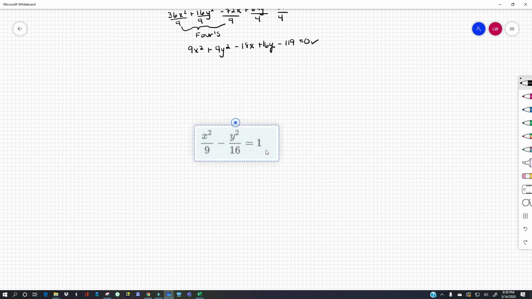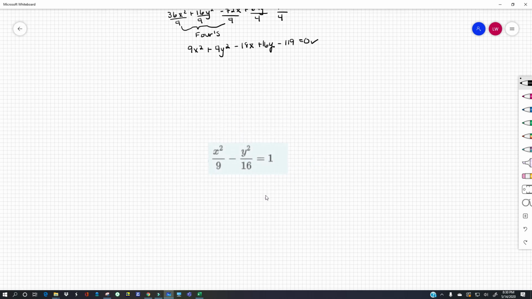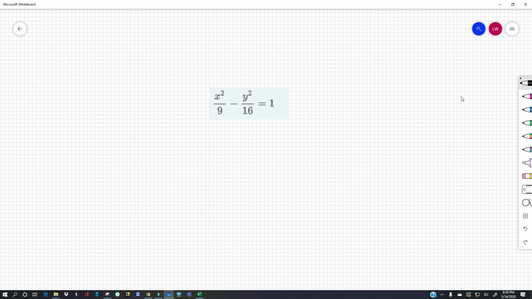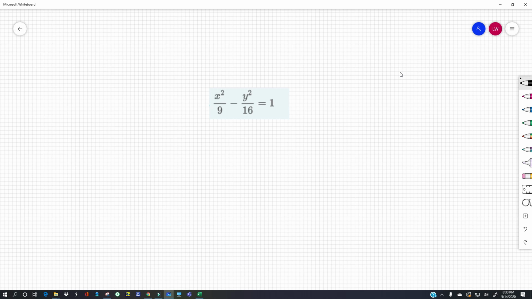Okay. So again, I have this equation, and I have different denominators, but that's okay. I'm going to multiply each term, both sides, by 9 times 16. If you want to do 9 times 16 and get the number and do that, that's fine too. Whatever floats your boat. But I'm going to do 9 times 16 times x squared over 9 minus 9 times 16 times y squared over 16 equals 1 times 9 times 16, because whatever I do to the left, I've got to do to the right, right? And for this term here, the 9's cancel, and I'm left with 16x squared.